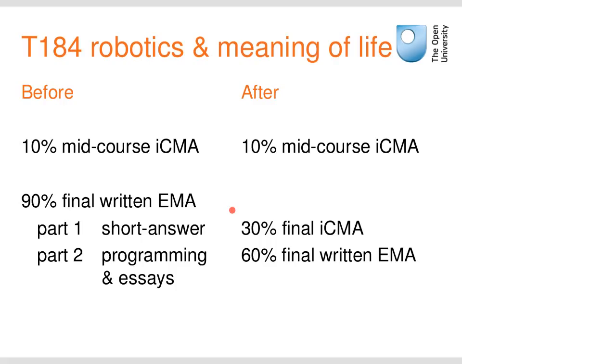Now, if we look at a slightly shorter example from the other end of the spectrum, this was a level 1 module, an introductory module at the start of a degree, right at the other end, and a great title, Robotics and the Meaning of Life. And again, they had a problem, which was students were getting to the end of this introductory module and they just weren't handing in the final assignment. They'd done all the study, they'd done the mid-course quiz, and they got to the end and they were just too scared to hand in the final assignment.